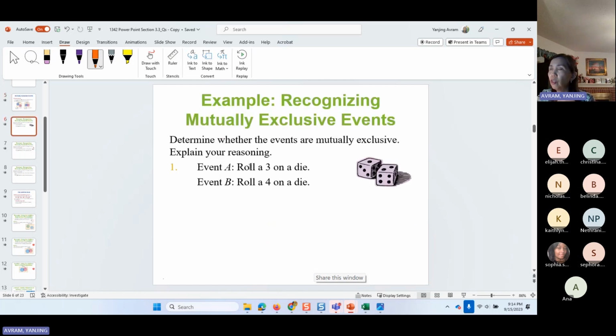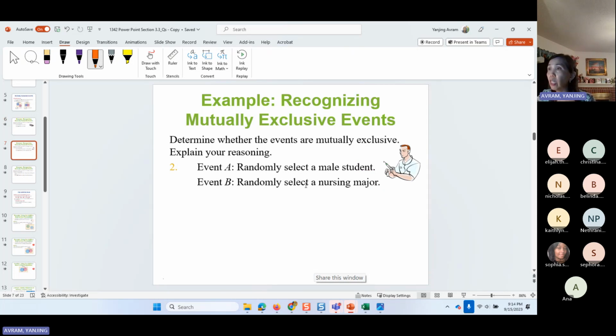Look at this event here: rolling a 3 on a die, rolling a 4 on a die. Well, 3 is 3, 4 is 4, so there's nothing in common here. So this is called mutually exclusive. You're rolling a 3, you can just count the 3. Rolling a 4 is a 4. This one here, a male student and a nursing major, which I just gave you as an example earlier. You can be a male student and also major in nursing, so this is not mutually exclusive.